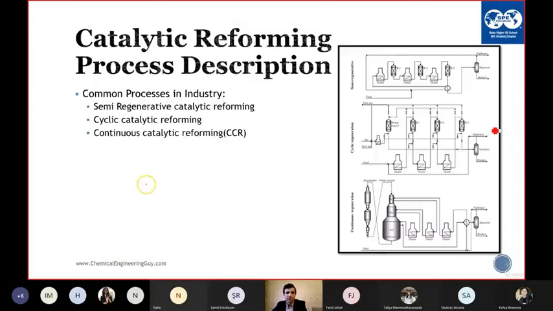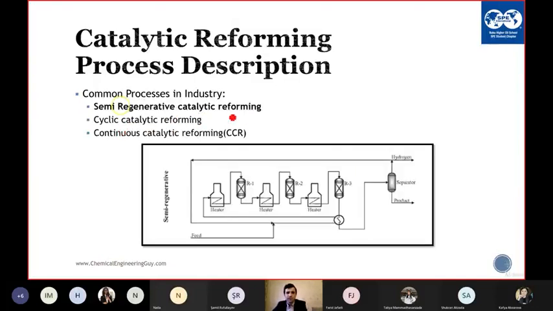In industry, we have three common types of catalytic reforming. The first one is the semi-regenerative catalytic reforming. As you can see, not totally regenerative, but semi-regenerative. We have a few reactors here. What we do is take the catalyst out of the process to regenerate it separately from the process, and then we add it back to the process.